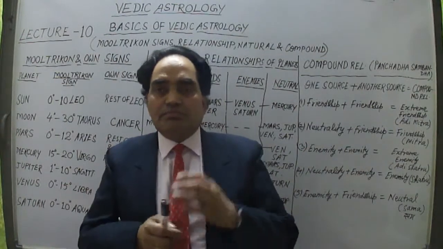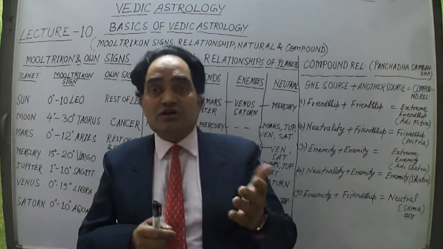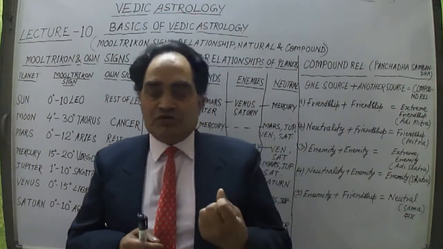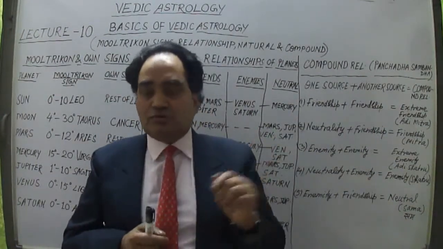What are the 5 types of relationship? Panchada Sambandha. Panchada Sambandha means 5 types of relationship. Those 5 types of relationship I'll talk about.